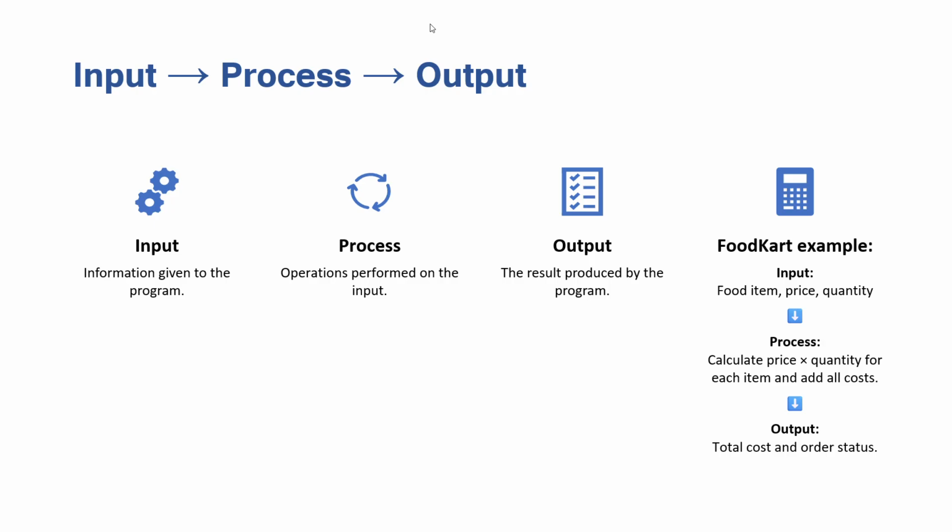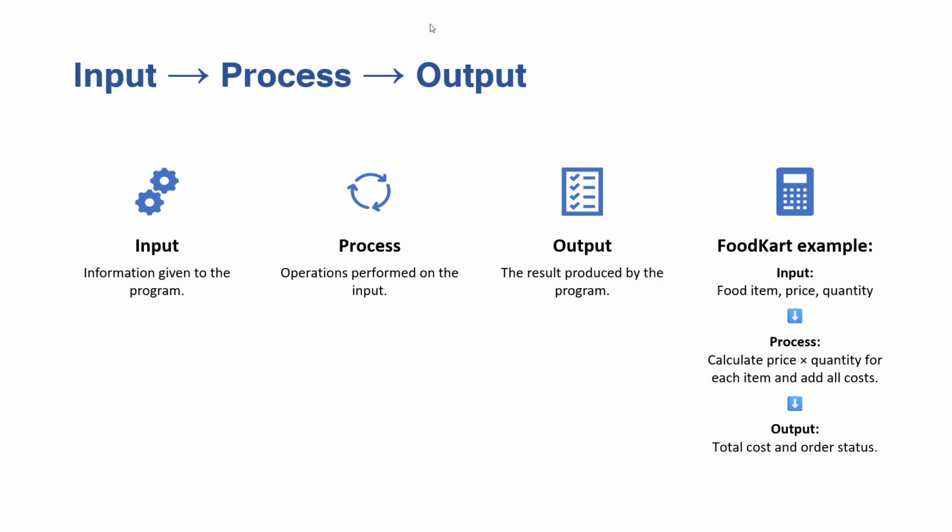In programming, many problems can be understood using a simple model: input, process, output. Let's understand each part. Input is the information given to the program. Process is the operation or calculation performed on the information. And output is the final result produced by the program.